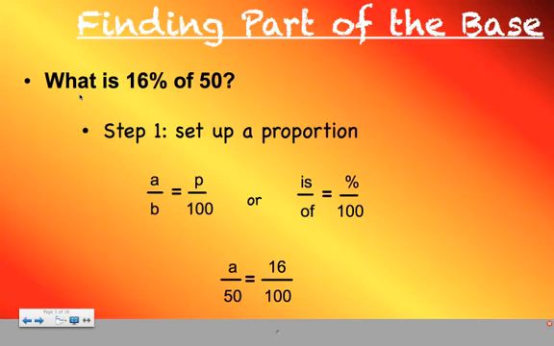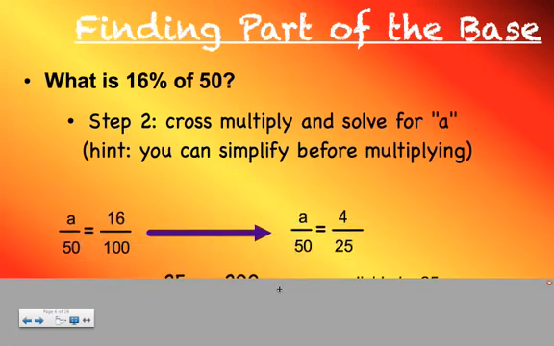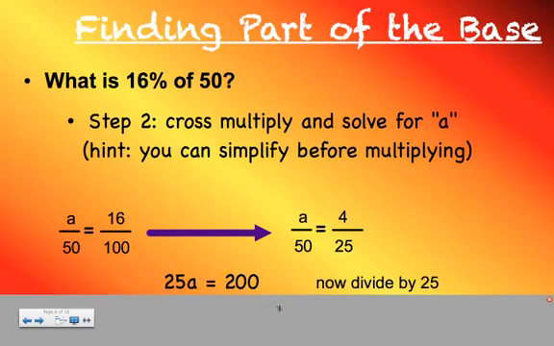So now we go ahead and solve our proportion. Remember, we can cross multiply. That's how we want to solve them. It is very helpful at this point if you can remember to simplify, that will make things a little bit easier. So in our case, we take a over 50 equals 16 over 100. When we simplify, the 16 over 100 becomes 4 over 25. We cross multiply, and we get 25a equals 200. We then divide each side of the equation by 25, and we solve and get a equals 8.